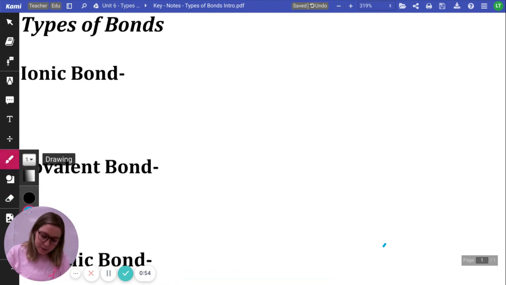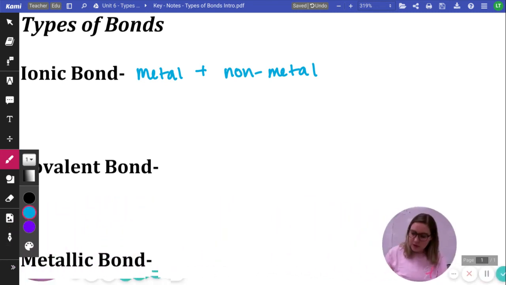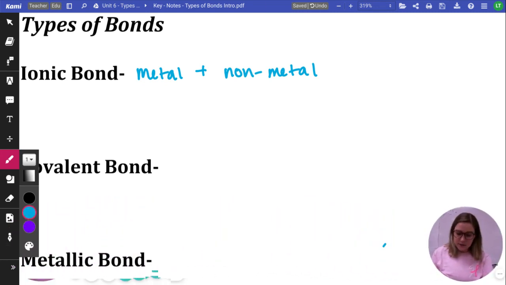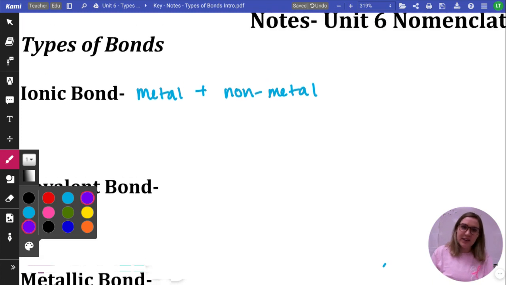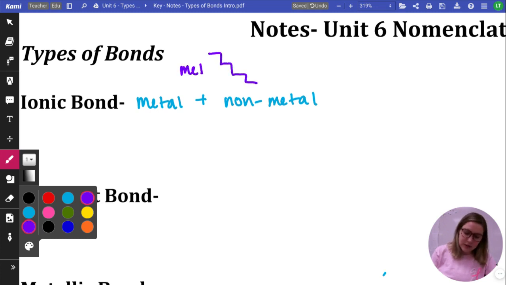So an ionic bond is formed between a metal and a nonmetal. So, real quick reminder of where metals and nonmetals are found. If I look at my periodic table, you guys should know there's that nice bold zigzag line. All of my metals are found to the left of my zigzag line, and my nonmetals are on the right of that zigzag line.